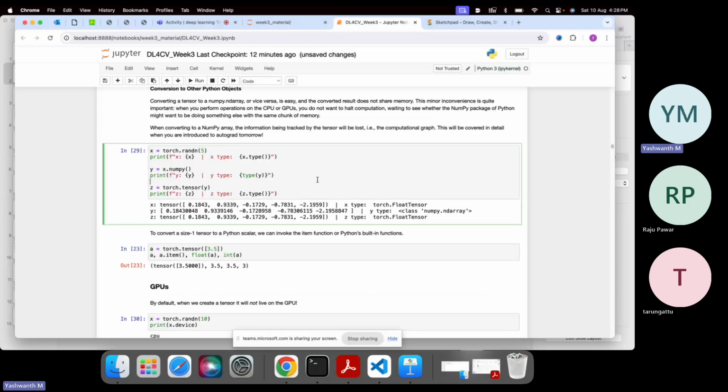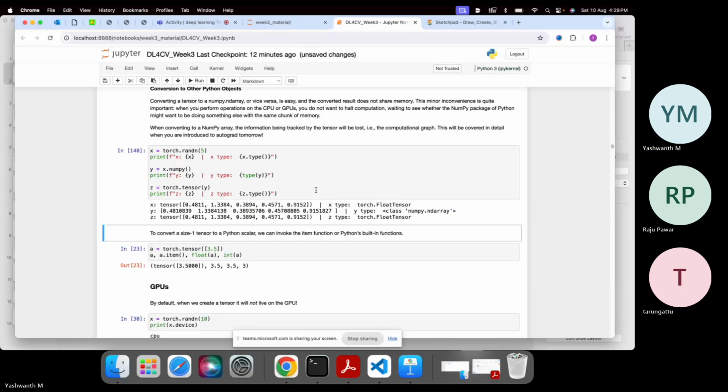So now we can convert something from numpy to tensor and tensor to numpy. Let's say this is a torch tensor, and you want to convert this to numpy. This is x.numpy(). This is a torch tensor. You converted it to numpy. Again, you can convert it back to a tensor by using torch.tensor.